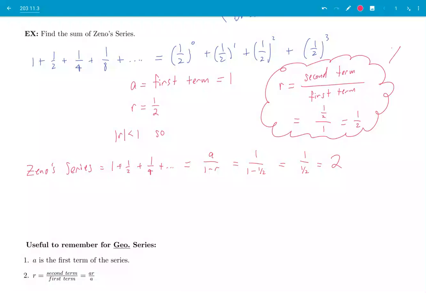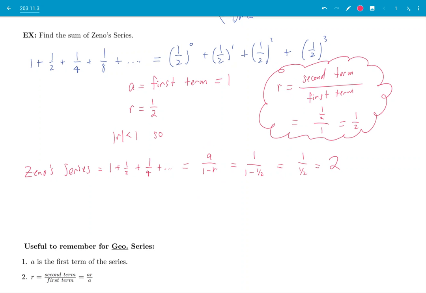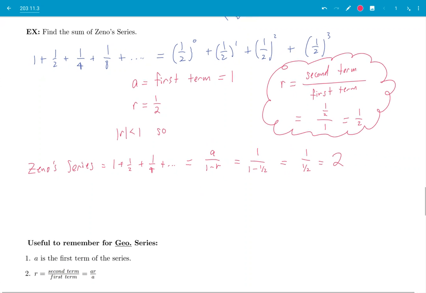Okay, this thought bubble here only works for geometric series. Do not use that unless you have a geometric series. So let's write that down. These formulas, this a over 1 minus r business, this is for geometric series. So don't try to use it on a random series.